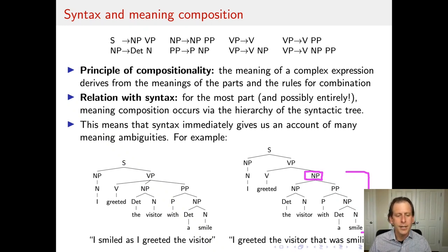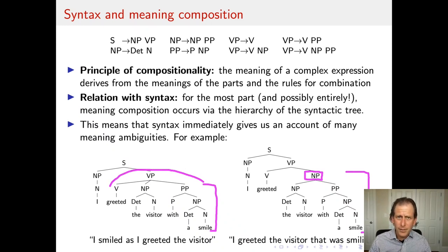In contrast, in the other interpretation, I smiled as I greeted the visitor. Here, the visitor with a smile is not a phrase. With a smile is not talking about the visitor, it's talking about the greeting action. And so here, with a smile is not inside the phrase, the visitor. Rather, it is inside the overall verb phrase, greeted the visitor with a smile.